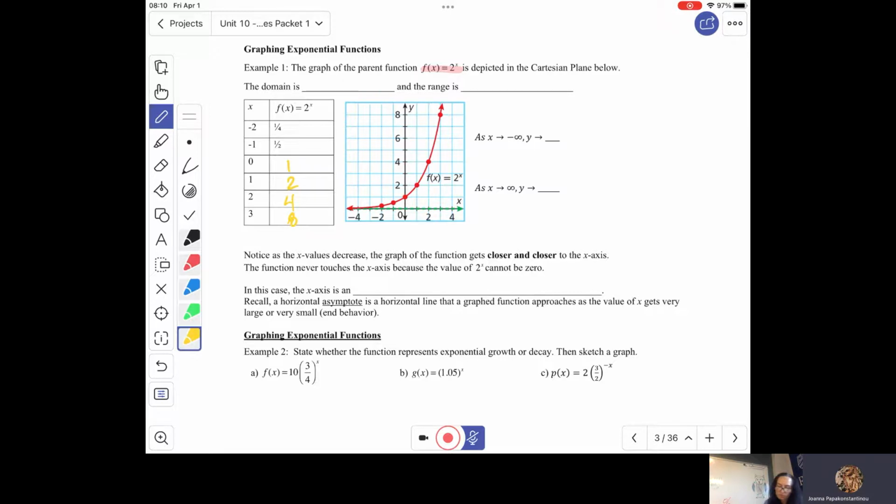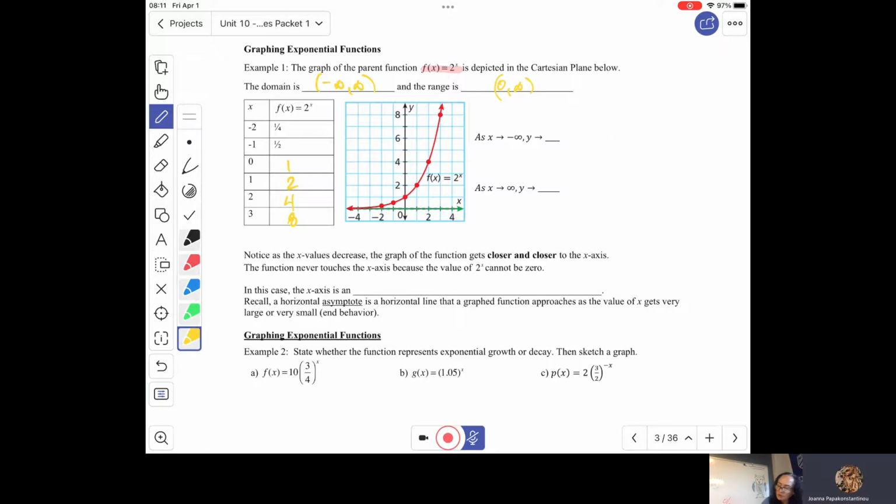Can you tell? Are there any restrictions on x? Can x be anything? Yes, it can. So that means my domain is all real numbers. But let's take a look at the range. Anybody have an idea what the range may be? Does it include 0? No, this will never equal 0, right?